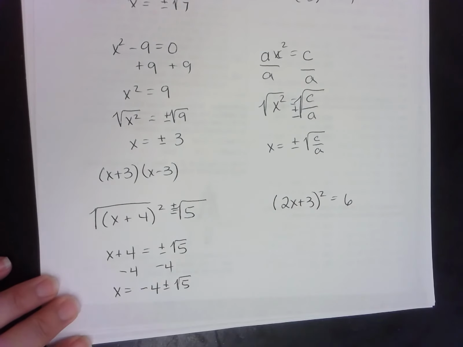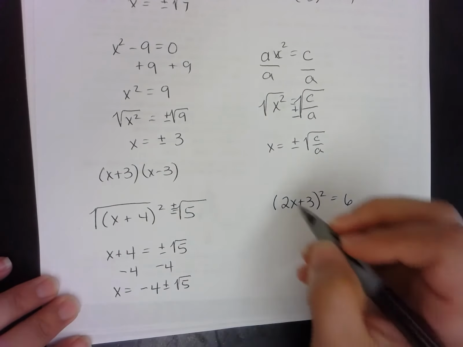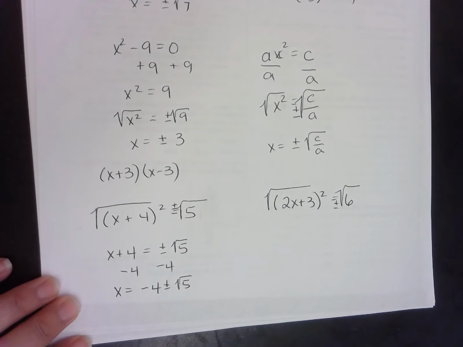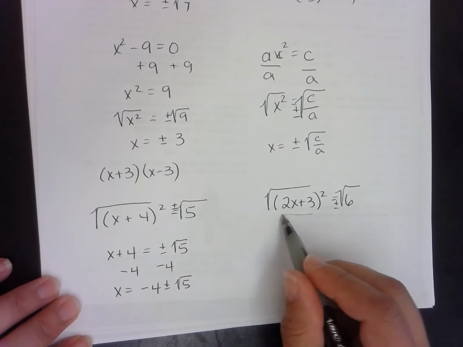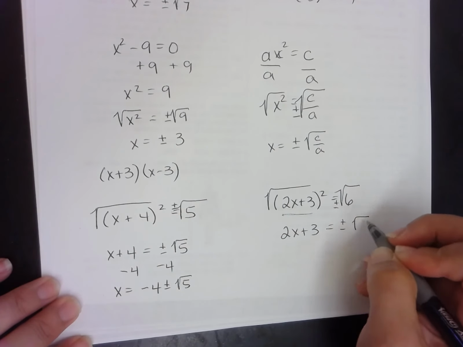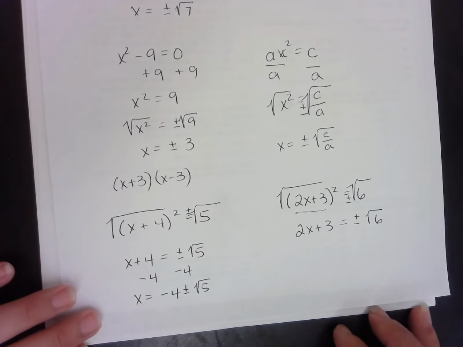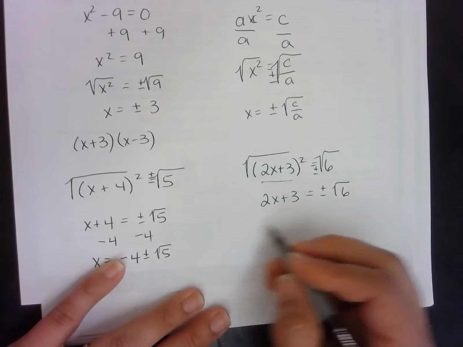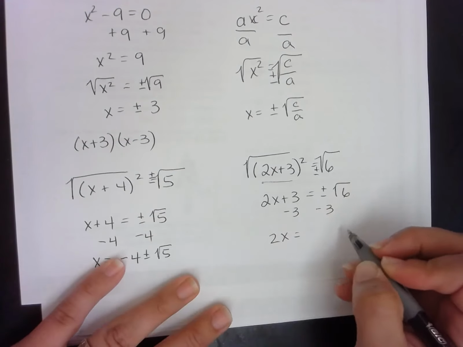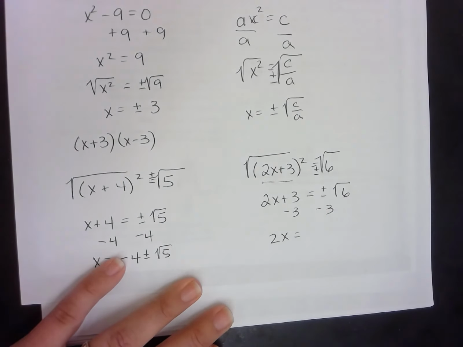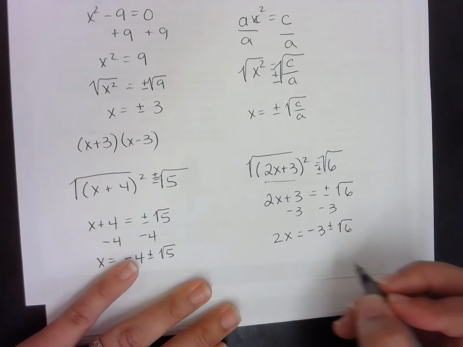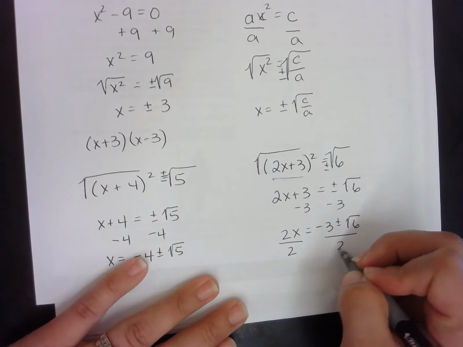My x is completely contained inside my squared piece. I can take the square root of both sides, putting plus minus on this side, leaving me with, the square root of something squared is just that thing underneath. So I just have 2x plus 3 is equal to plus and minus radical 6. I still need to solve for x, so I'm going to subtract 3 from both sides first. So I end up with 2x is equal to, I'm going to put the non-radical number in the front, negative 3 plus or minus radical 6, and then I'm going to divide both sides by 2, and that is my solution.